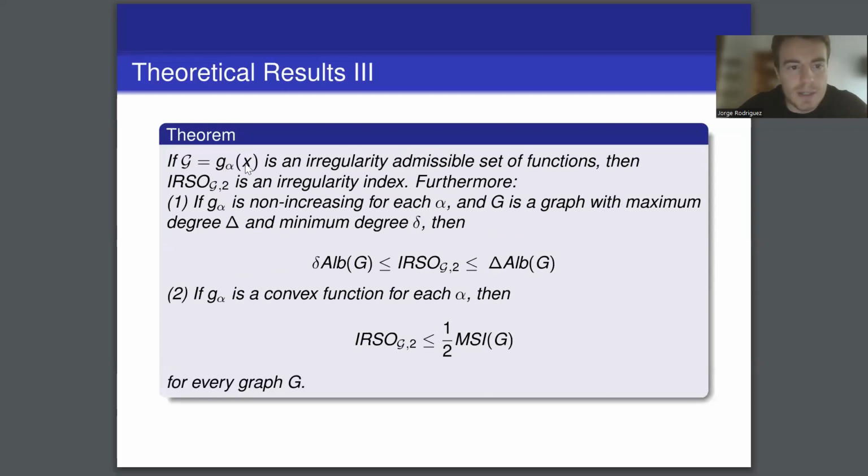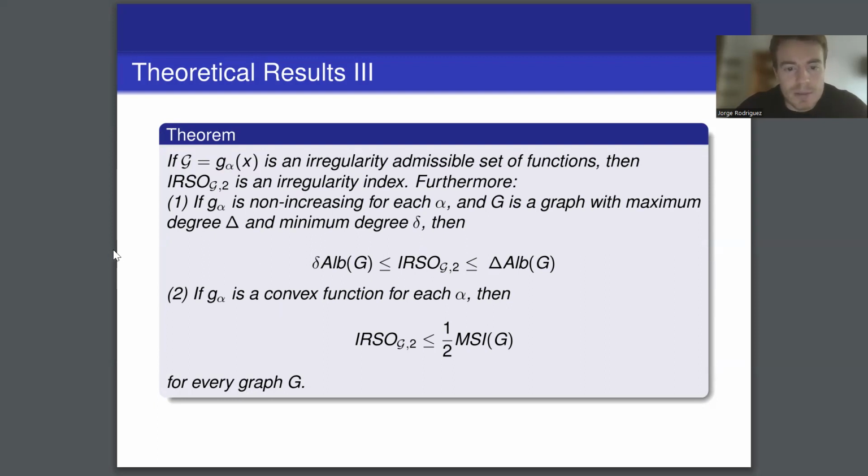Then we have again that if the set of functions G of alpha is an irregularity admissible set of functions, then the irregularity Sombor index 2 is an irregularity index. And furthermore, if G of alpha is a non-increasing function for each alpha and G is a graph with a maximum degree capital delta and a minimum degree delta, then the irregularity Sombor index 2 is going to be bigger or equal than delta times the Albertson index, and it's going to be smaller or equal than capital delta times the Albertson index.